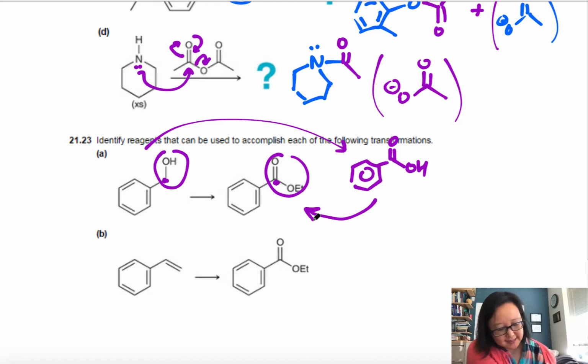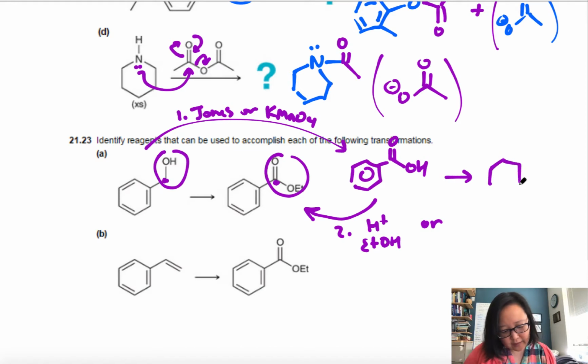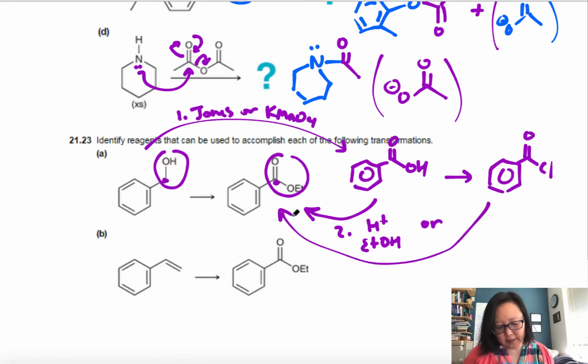Step one, oxidizing this to a carboxylic acid, I could just use my Jones reagent or KMnO4 or sodium dichromate, any of those reagents. Two, there's two ways to do it. One is you learned about esterification earlier in the chapter, H+ and ethanol. So that's fine. Or you could do this route going to the acid chloride like that, and then you could go to the ester that way. So you could just add a second step, thionyl chloride, and then third step, ethanol.